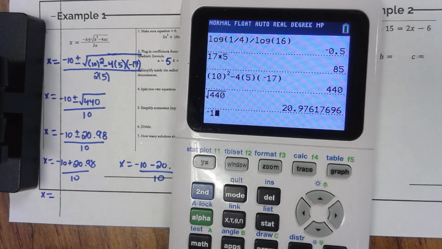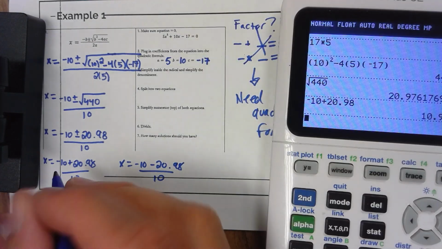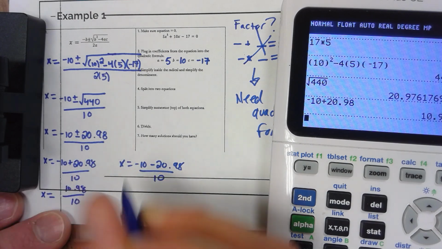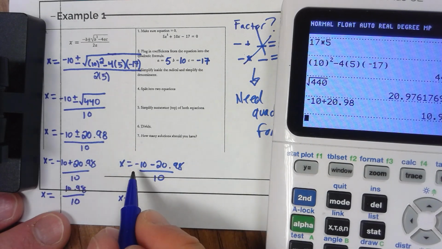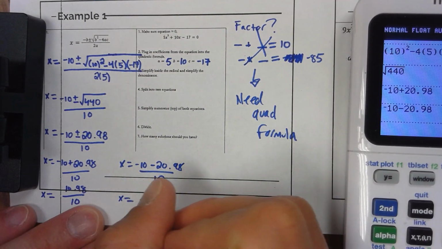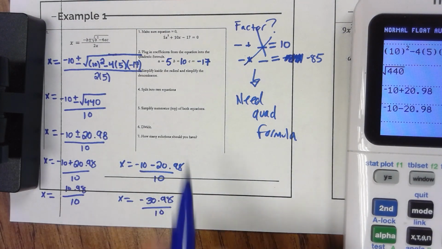Let's try that again. Is 10.98. And that's going to get divided by 10. And I have negative 10 minus 20.98 is negative 30.98 and divided by 10.